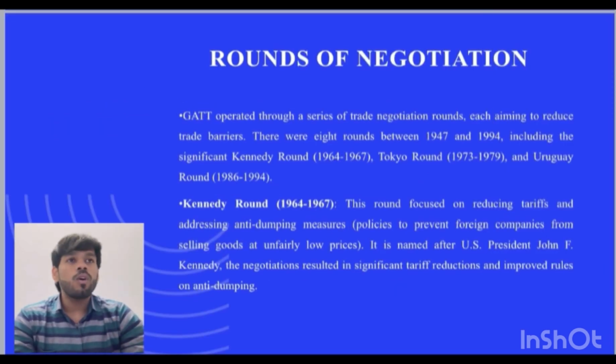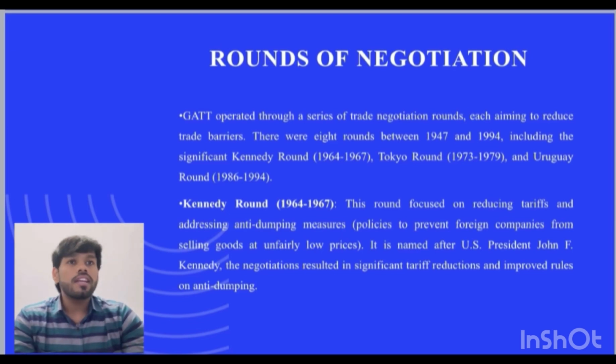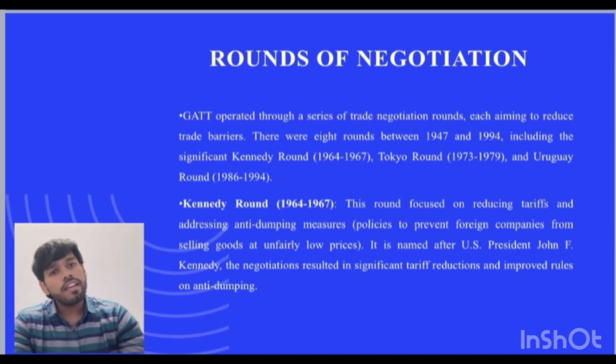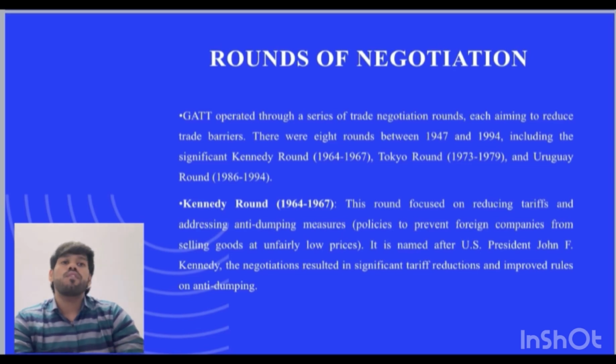Let us see the rounds of negotiation. GATT operated through a series of trade negotiation rounds, each aimed at reducing trade barriers. There were 8 rounds between 1947 and 1994, including the significant Kennedy round, Tokyo round, and Uruguay round. The Kennedy round was from 1964 to 1967, the Tokyo round from 1973 to 1979, and the Uruguay round, the most important round, from 1986 to 1994.